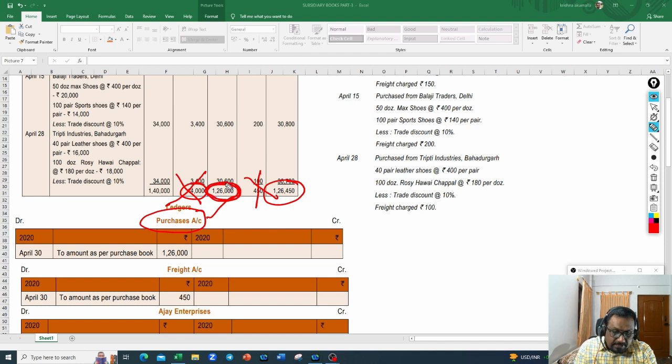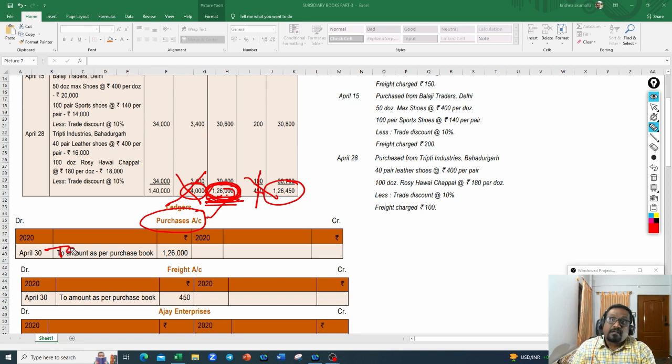So what is the net purchases? 1,26,000. This 1,26,000 does not include freight. This 1,26,000 is net of trade discount. That means trade discount was already deducted. So this is the amount you need to book as net purchases. This is the amount you need to account as net purchases. So if you want to record this in the purchase book, how do you record it?